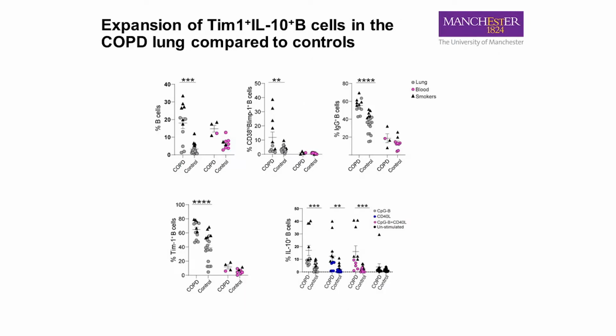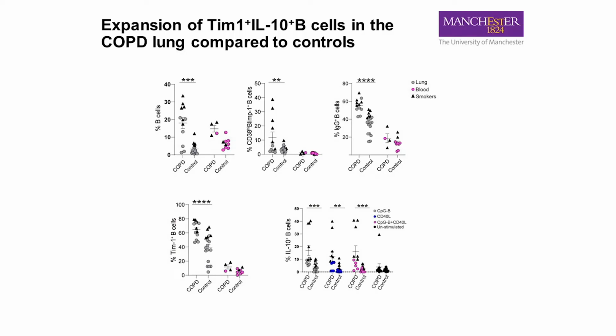When we then go on to quantify the B-cell subsets by flow cytometry, we observed that there was indeed an expansion of B cells, BLIMP1 positive plasma cells, and particularly the IgG isotype in the COPD lung compared to the control lung. So in these graphs, the lung samples are represented in gray, the blood in pink, and the closed triangles represent current smokers. And the reason we highlight them is because cigarette smoking is a major risk factor for COPD, and so we were interested to understand its contribution to the B-cell responses we see.